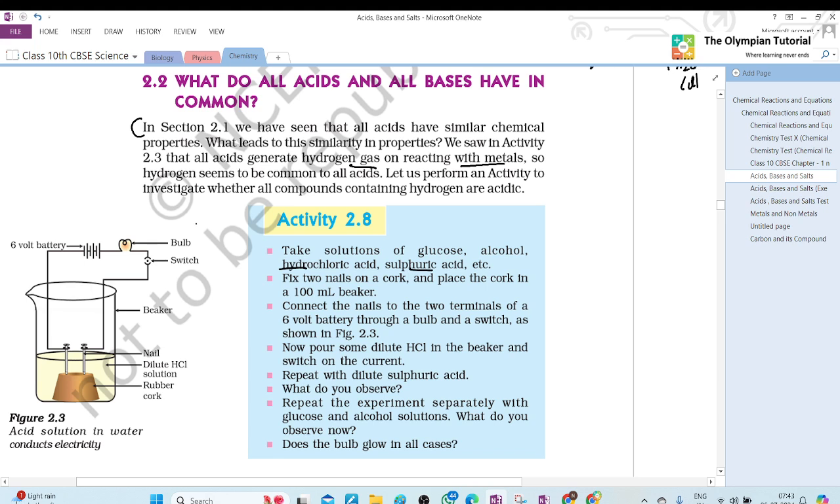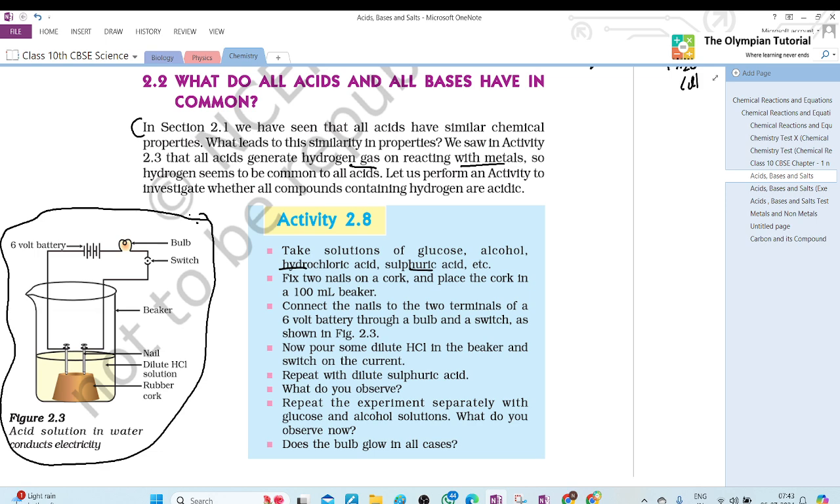Can you explain this activity? Students, this is a beaker with dilute hydrogen chloride solution. This one is a rubber cork, this one a nail. All are connected, which means this wire is connected to a 6-volt battery, a bulb and a switch.